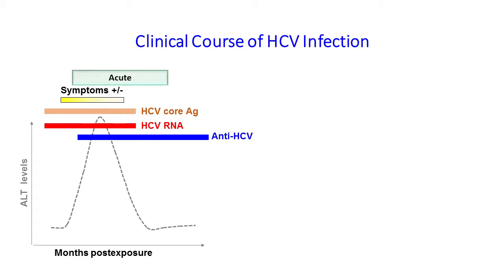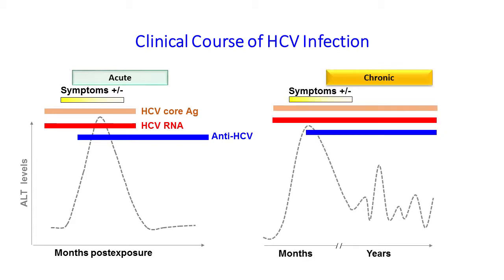Of patients with acute HCV infection, 60 to 70% have no discernible symptoms, 20 to 30% have jaundice, and 10 to 20% have nonspecific symptoms such as loss of appetite, fatigue, and abdominal pain. Chronic infection is defined as viremia that persists for greater than 6 months.